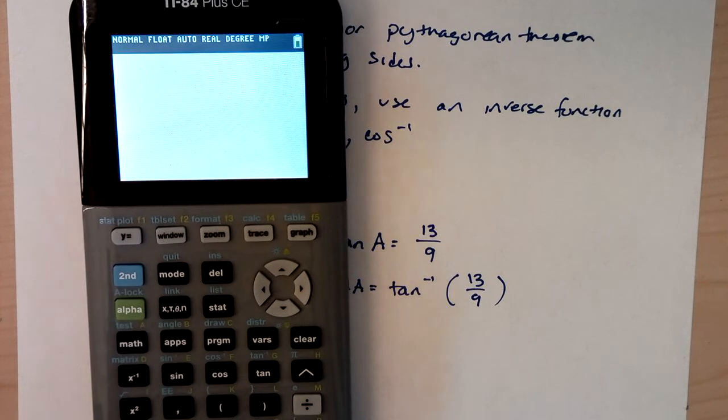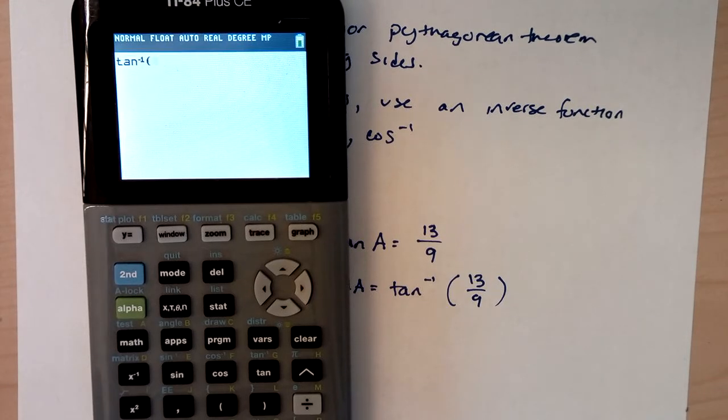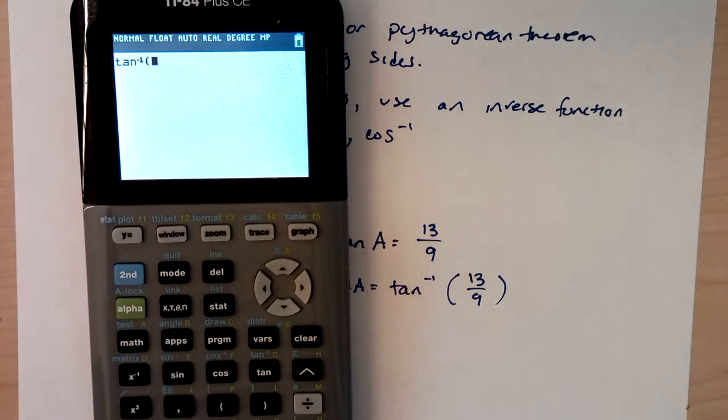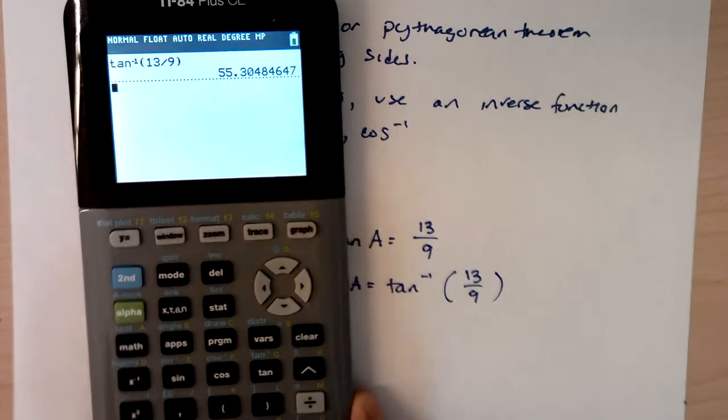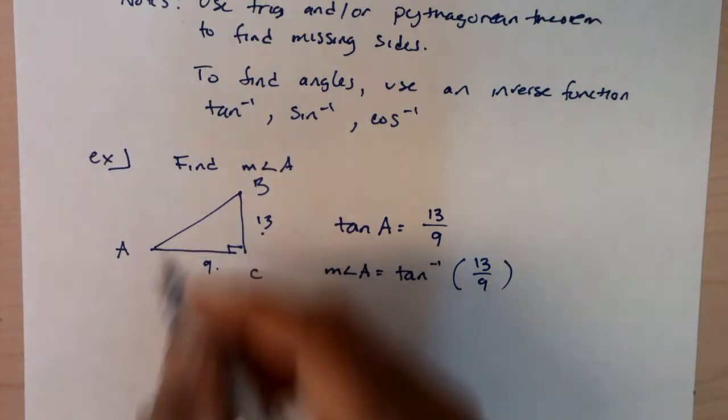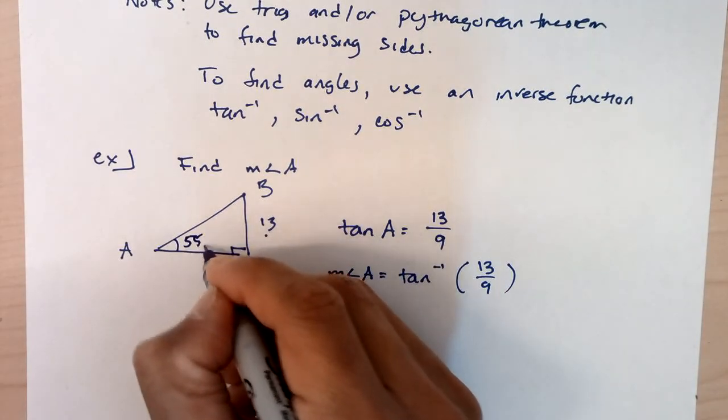So here's my tangent button right here. Above it, if you could see that, it's a little bit faint, it says tangent to the negative first power, inverse tangent. So it's a second function button. I would hit second and then select the inverse tangent. Some of you might need to hit shift on your calculator, but the inverse tangent of 13 over 9. I do want to hit the end parentheses. I already checked to make sure that I'm in degree mode. And then that angle, to the nearest tenth, if that's what I want to round it to, is about 55.3 degrees. So angle A is 55.3 degrees.